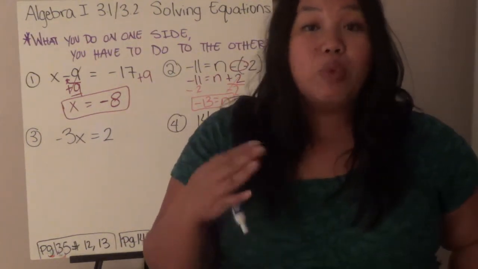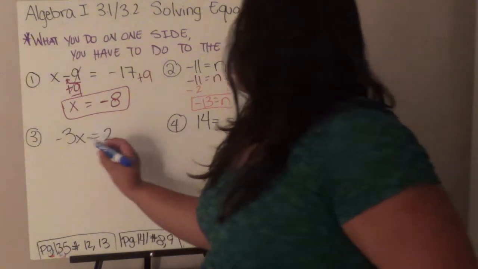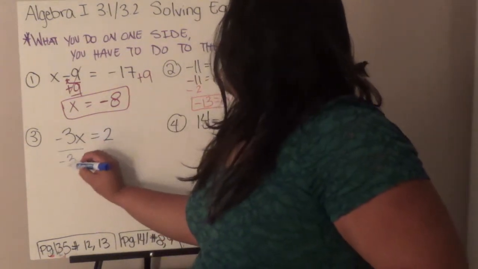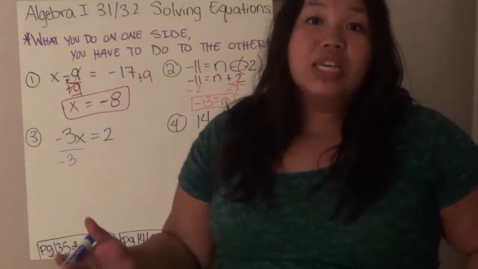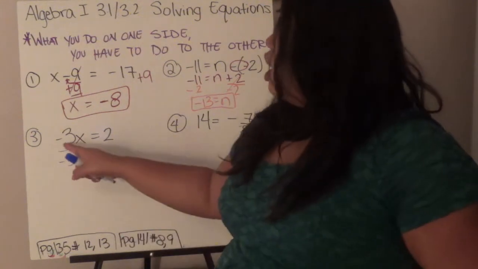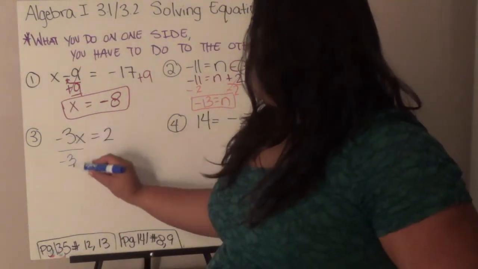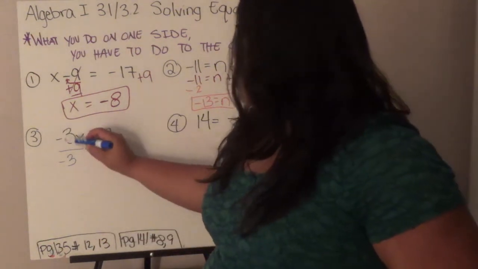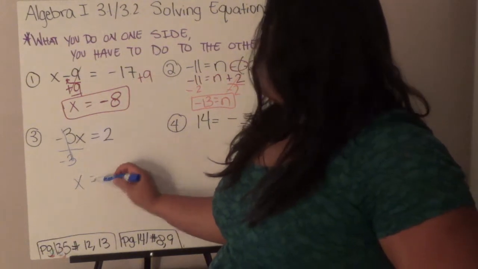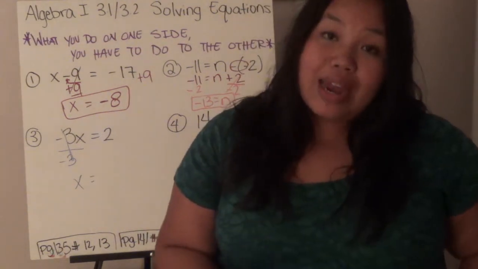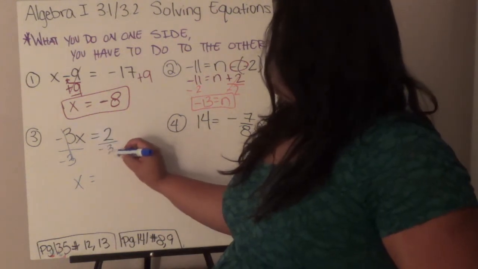So if it's being multiplied by x, the opposite would be dividing. Sorry, the opposite of multiplying is dividing, okay, in order to get x by itself. So this is negative 3. Negative 3 divided by negative 3 cancels each other out, giving me just x, which is what I want. But again, what I do to one side, I have to do to the other. So I have to also divide by negative 3 here.